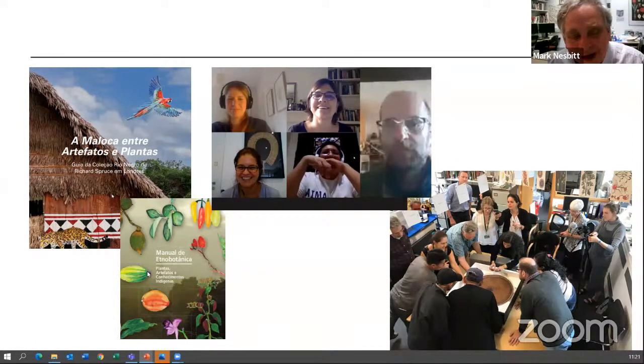Then here are two of the outputs of the project. This from the longhouse, the Maloca, between artifacts and plants. So that idea of ethnobotany collections, raw materials and finished products. This is a book that we've distributed free for use in schools in the Rio Negro area with lesson plans and a game. And then this is a manual, again, distributed in Portuguese and two local languages in the Rio Negro region on how to do ethnobotany.